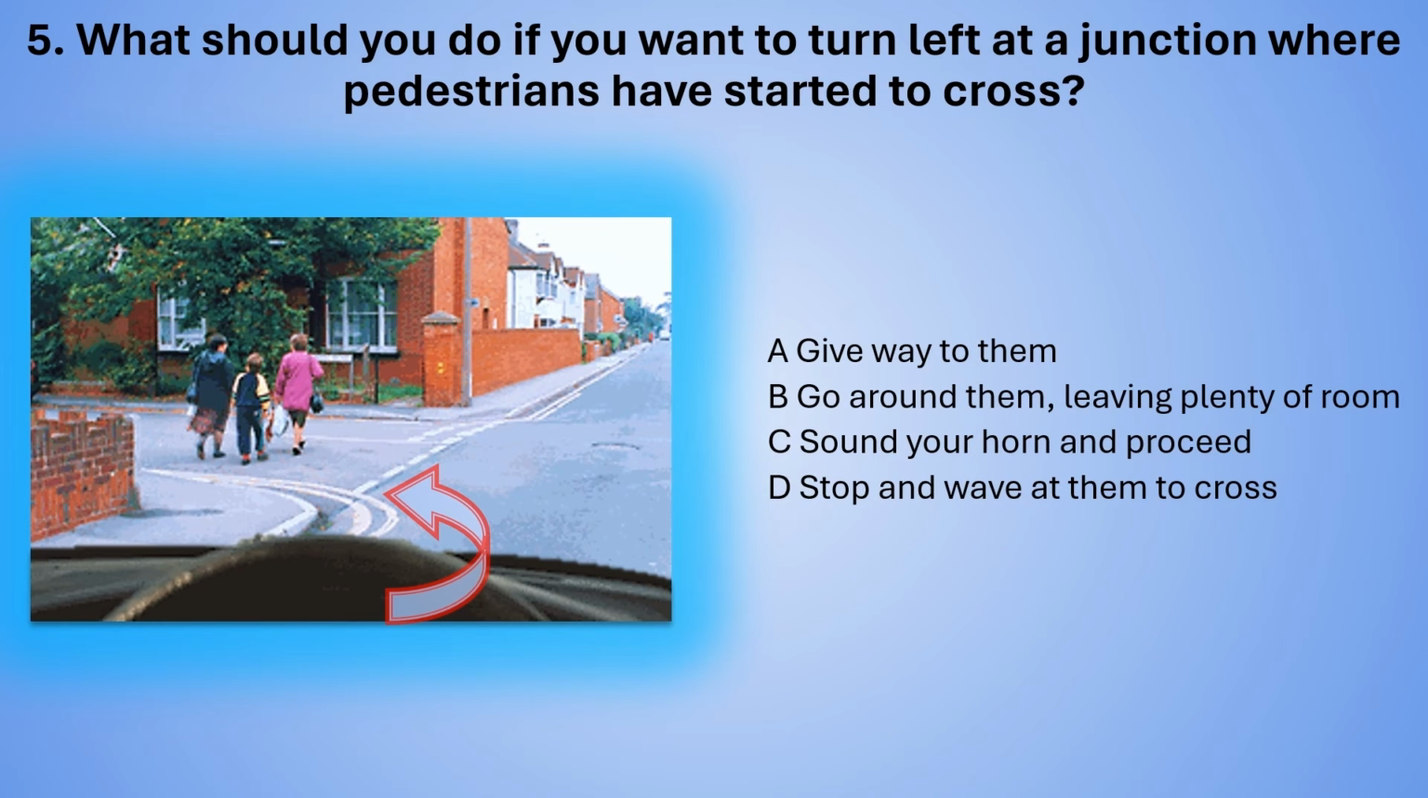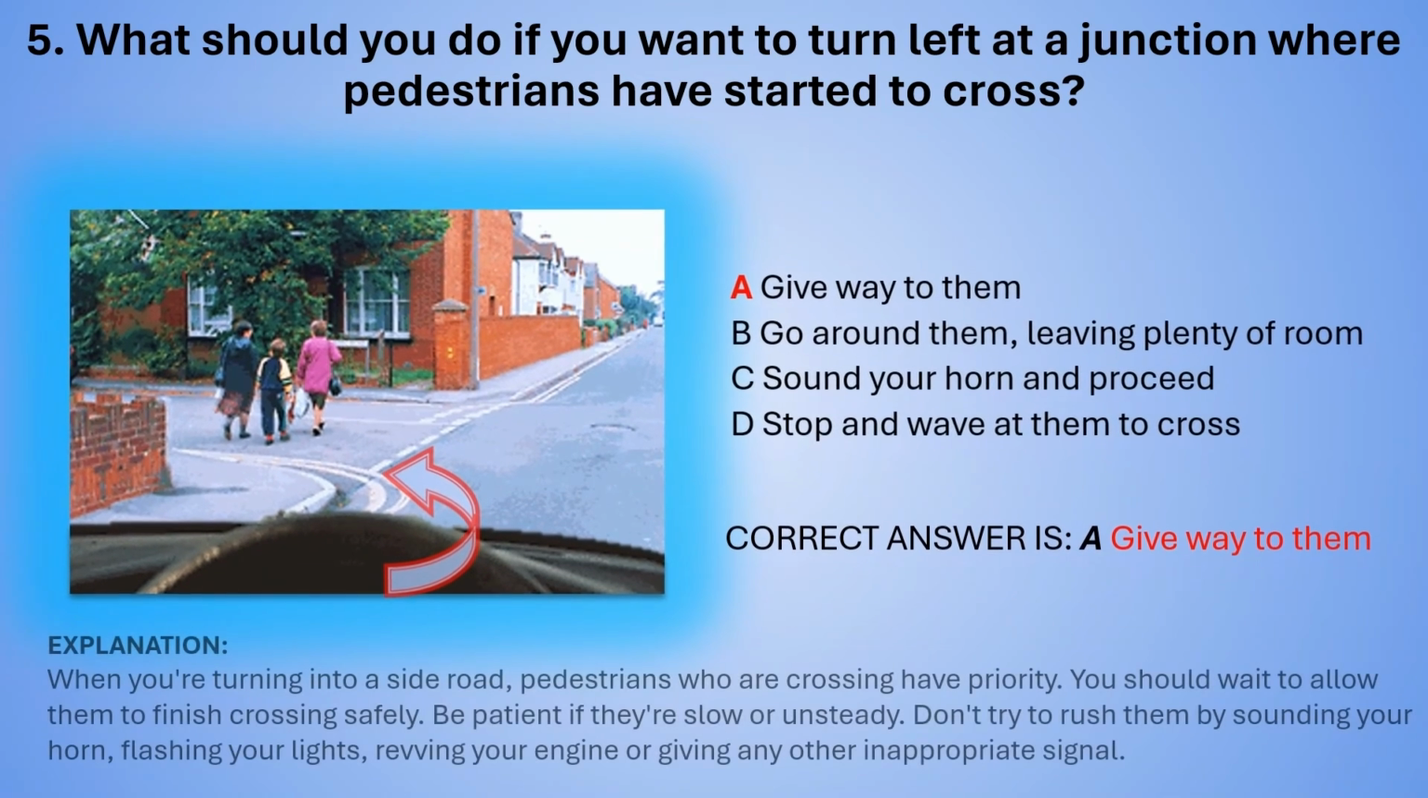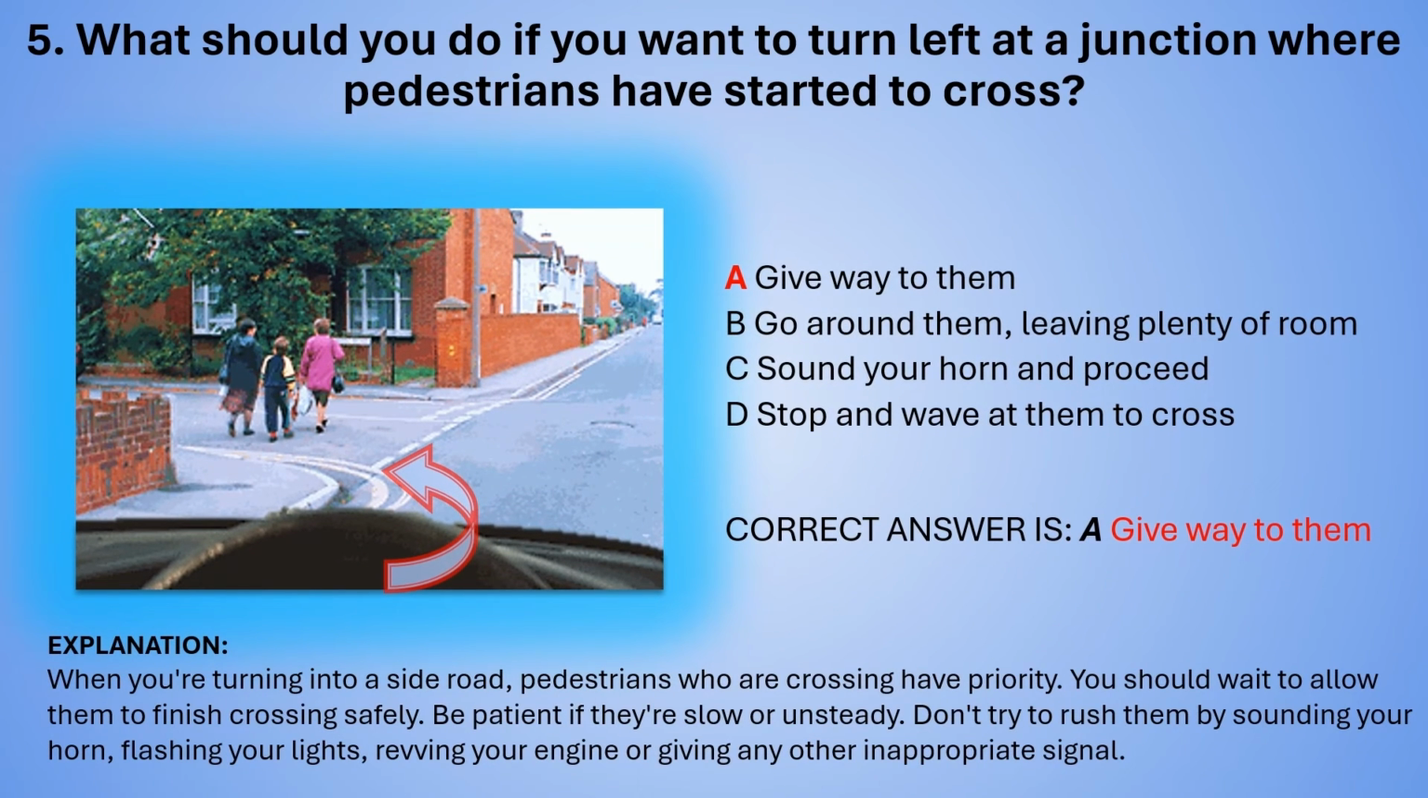1. The correct answer is A. Give way to them. When you are turning into a side road, pedestrians who are crossing have priority. You need to wait to allow them to finish crossing safely. Be patient if the pedestrians are slow or unsteady. Don't try to rush them by sounding your horn, flashing your lights, revving your engine, or giving any other inappropriate signal.